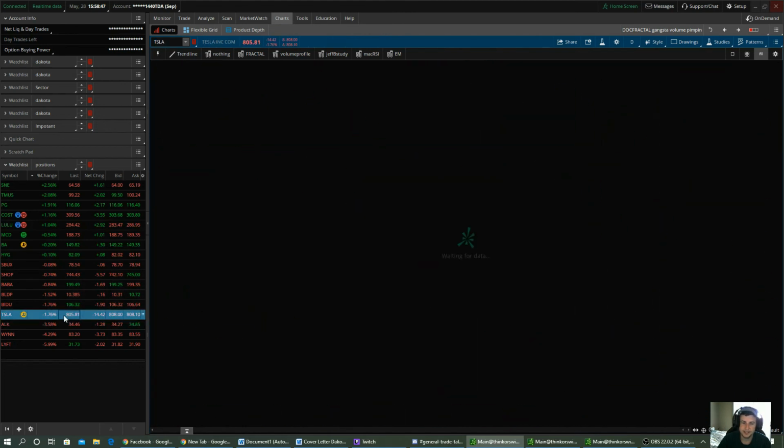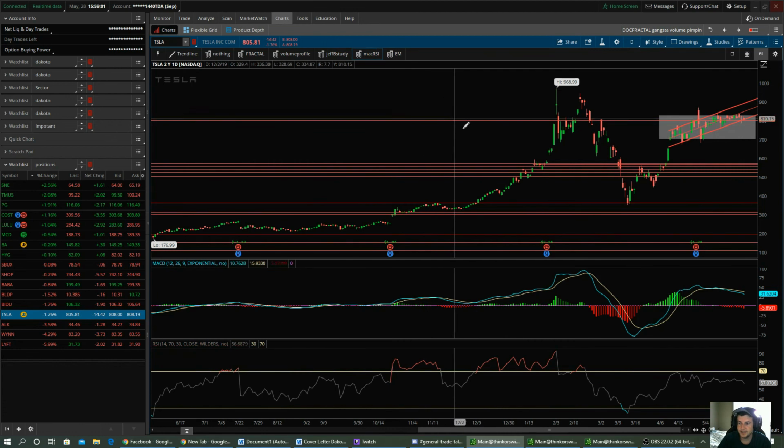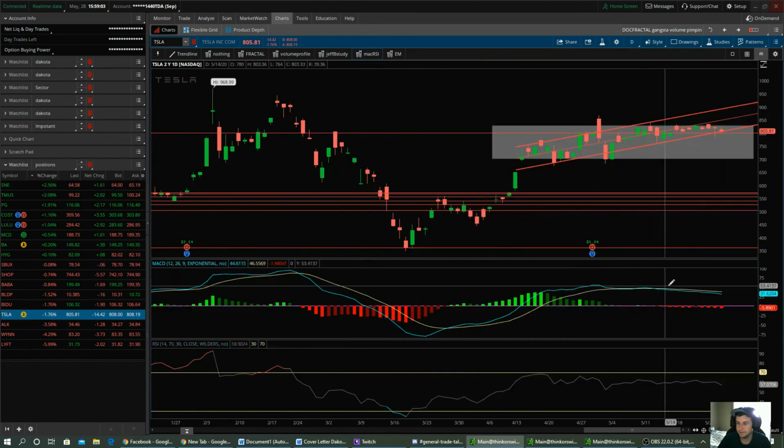Another one: Tesla's been going back and forth in this zone. It's been hovering around the top side of the zone. It's flirting with this little channel that I've got going on here. It looks like it's coming down. If we look at some studies here, you could also see the MACD is rolling over now. The histogram's getting stronger. The RSI is coming down. This, in my opinion, is a perfect short on Tesla.